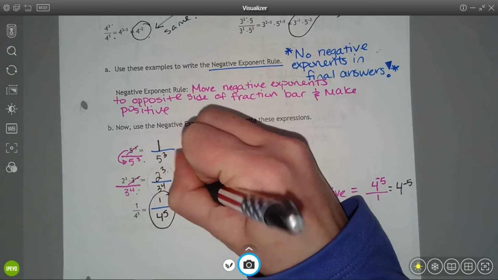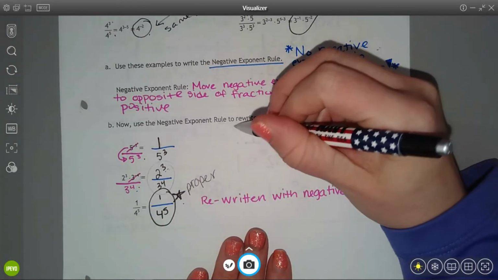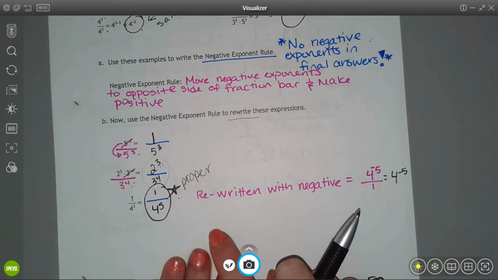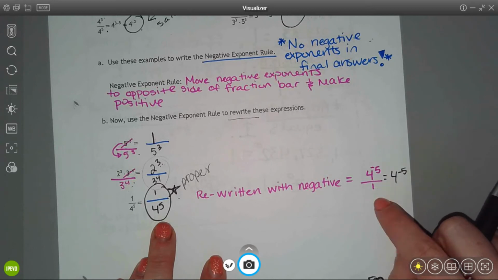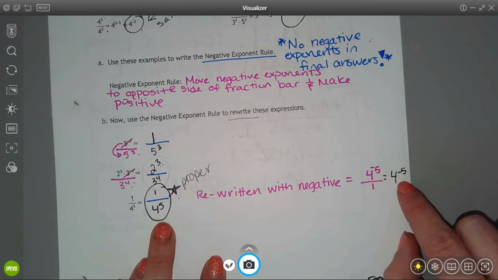Okay, however, Agile Minds is asking us to rewrite it. So how would I rewrite this? Well, it's positive, so I'm going to rewrite it with a negative. I'm going to do the same thing. Put it on the other side, make it negative.